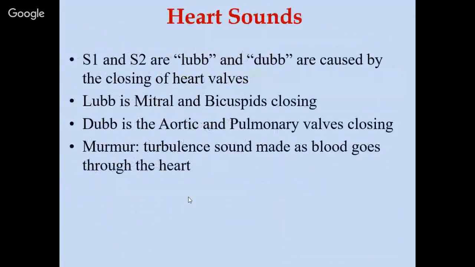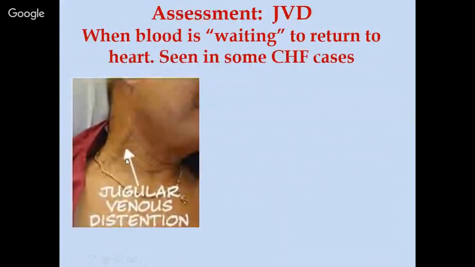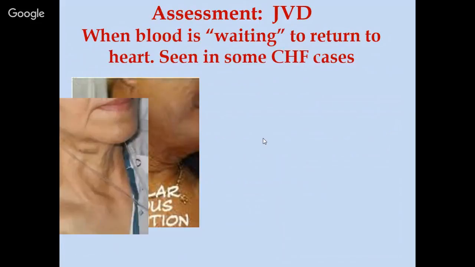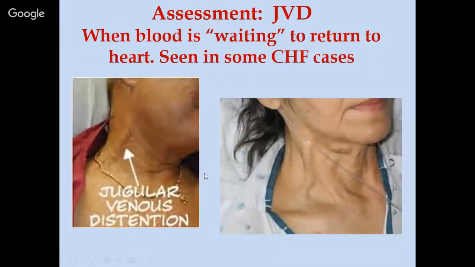We already know S1 and S2 are lub and dub, caused by closing of the heart valves. Lub is the mitral and tricuspid valves. Those are the AV valves. And the dub is the aortic and pulmonic semilunar valves closing. Murmur. Turbulent sound made as blood goes through the heart. This is that JVD, jugular vein distension. Let's see, it's pulsating out there. When blood is waiting to return to the heart, seen in congestive heart failure. So these patients, the heart's not pumping blood enough, so it starts to pool. It's really severe right there.